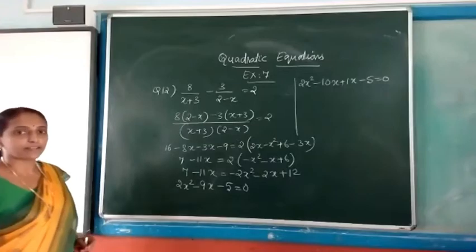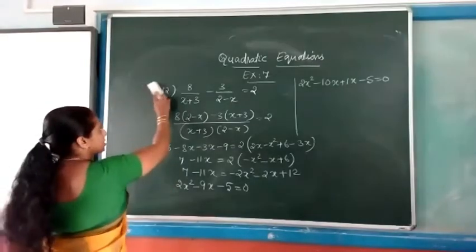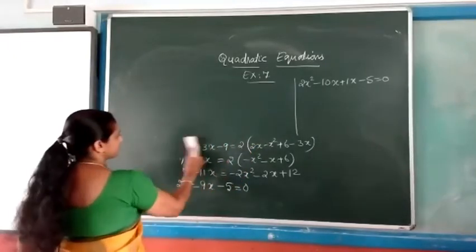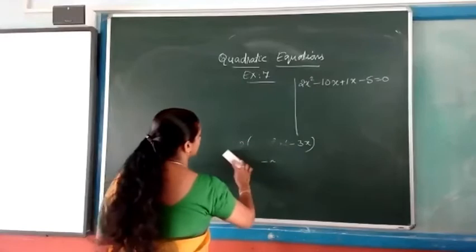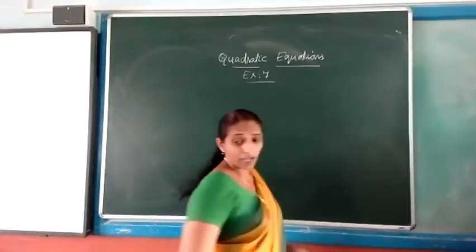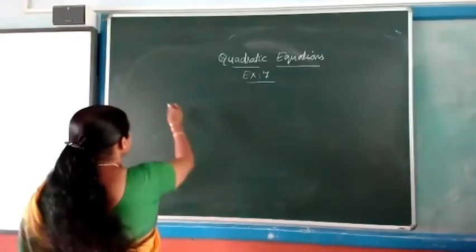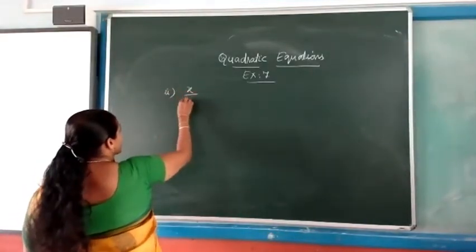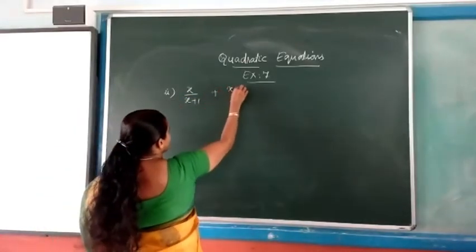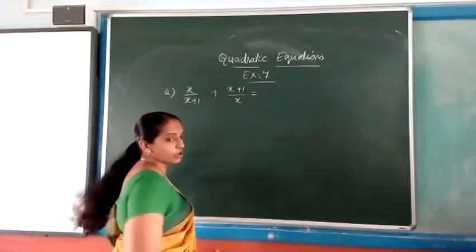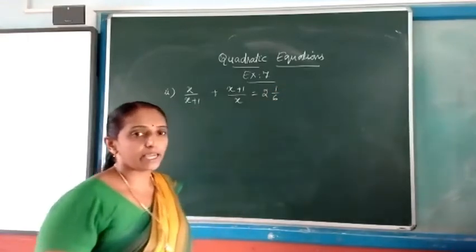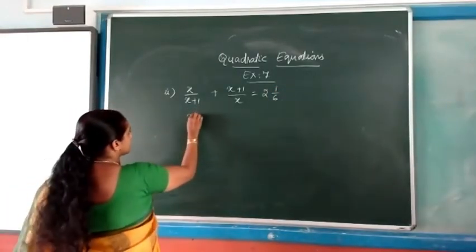Question number 12, first part completed now. Take out the second part. Second part also you have to simplify. Given x upon x plus 1 plus x plus 1 upon x is equal to 2 whole 1 by 6. Right? Make it in the standard form after taking the LCM.